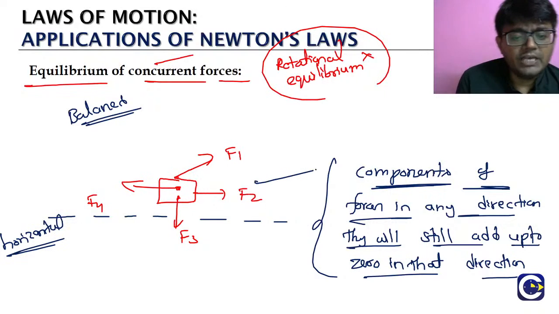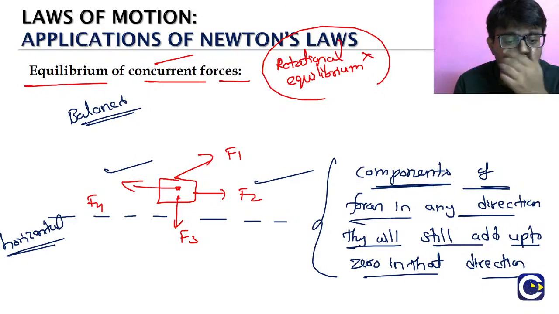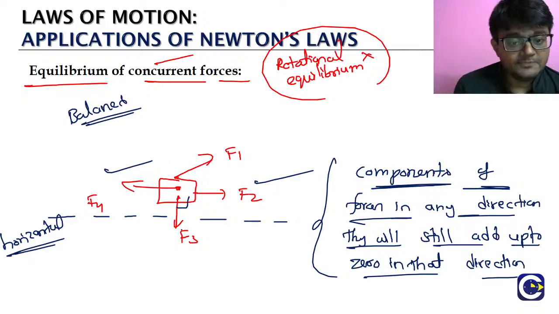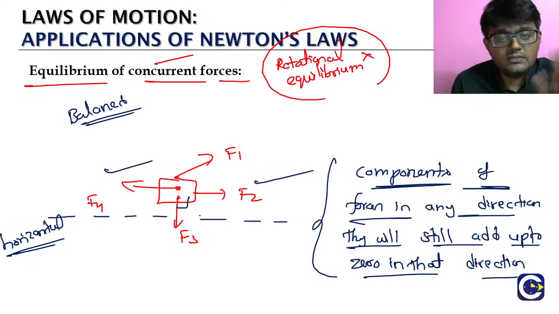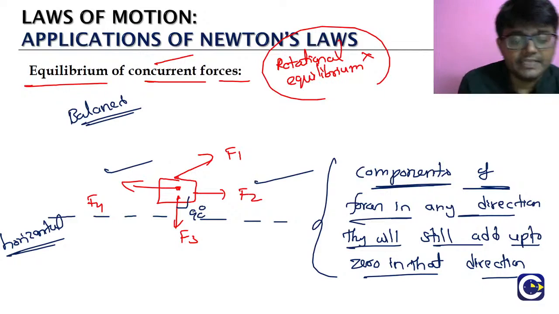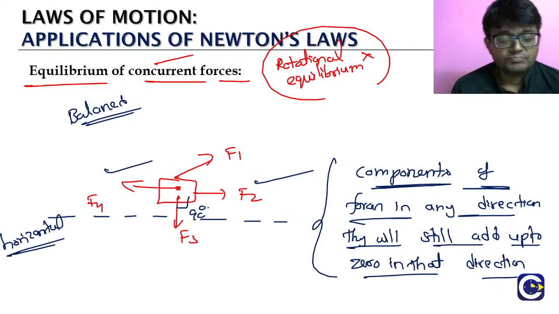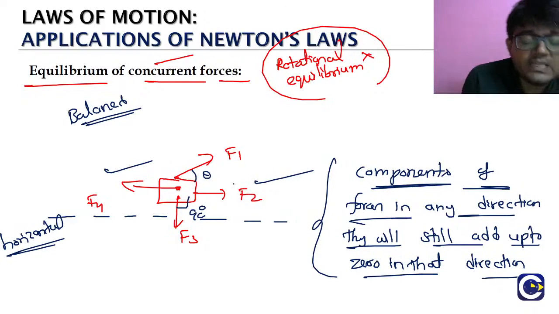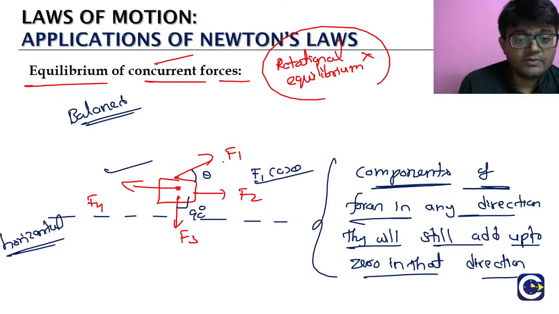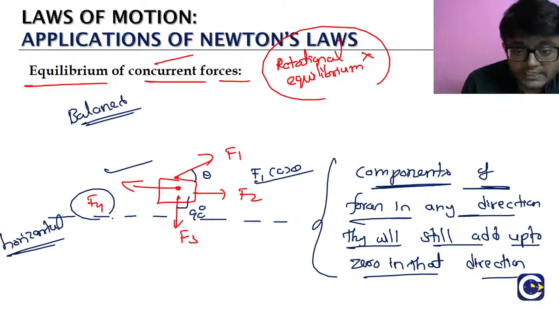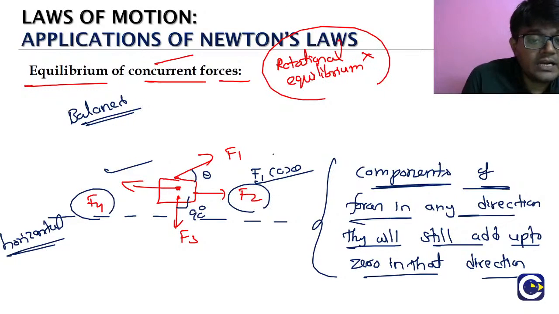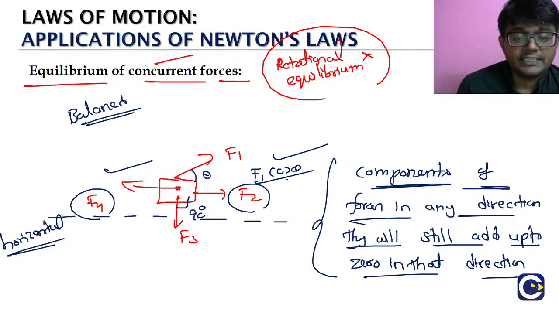Here, F2 is already fully in the horizontal direction, F4 is also horizontal, and F3 is vertical. So will it have a horizontal component? It will not, because the angle here is 90. For a vertical force, will it have a horizontal component? No. Then F1 is making an angle with the horizontal, so it will have a component: F1 cos theta. So in the horizontal direction, the forces are F4, F2, and the component of F1, which is F1 cos theta.